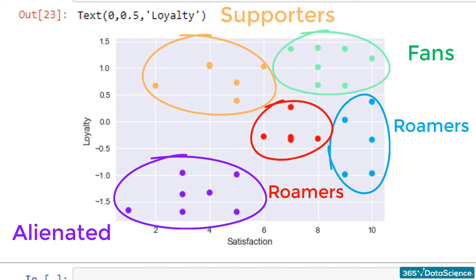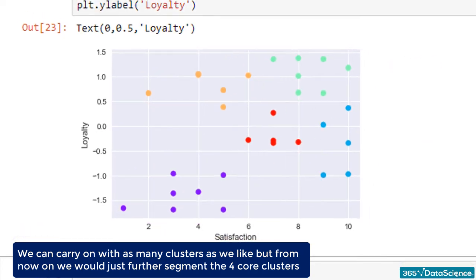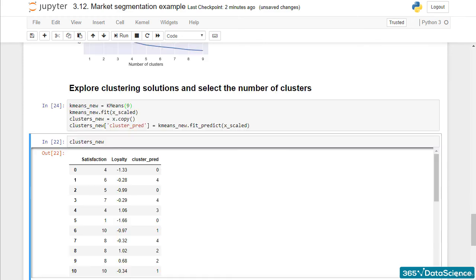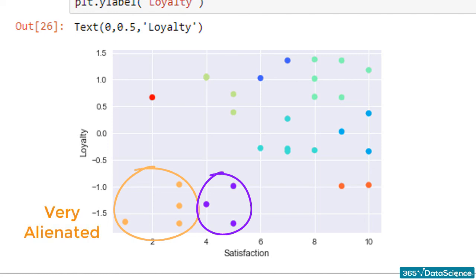We can carry on with as many clusters as we want, but from now on, we would just further segment the 4 core clusters. Let's finish off with 9 clusters. Similar to what we had a second ago, many of the clusters were further segmented. It is extremely hard to name all of them, and even if we do, we will probably need to use a lot of adjectives. For instance, the alienated cluster is split into 2, the very alienated cluster and the moderately alienated cluster. As you can imagine, there is not much to gain by using such a fragmented solution.